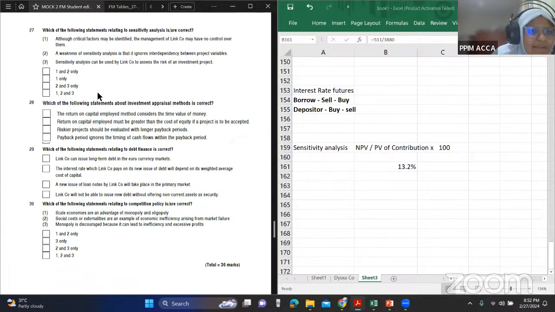Sensitivity analysis can be used by Link to assess the risk of an investment project. Sensitivity analysis is not to assess risk, it's to assess uncertainty. So you should know that the answer is 1 and 2.